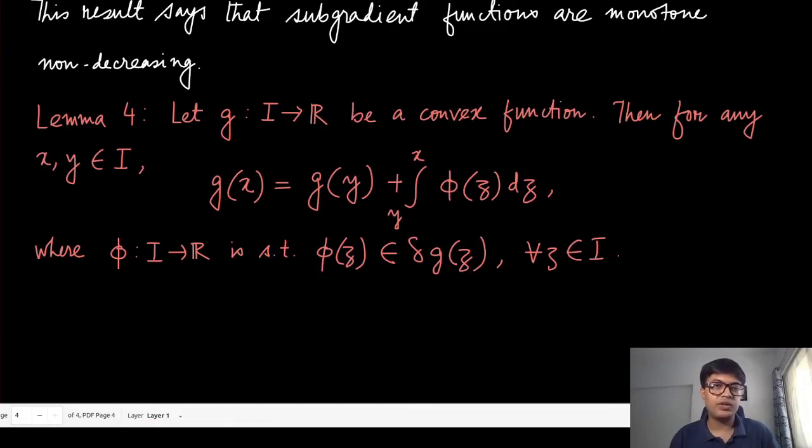And the last result that we are going to state here is an integral formula involving the subgradients. We can find, for any pair of points x and y living in the domain of this convex function, through this integral formula, the value of this convex function at point x starting from point y: looking at the value of the function at point y, and then integrating from y to x using this subgradient.